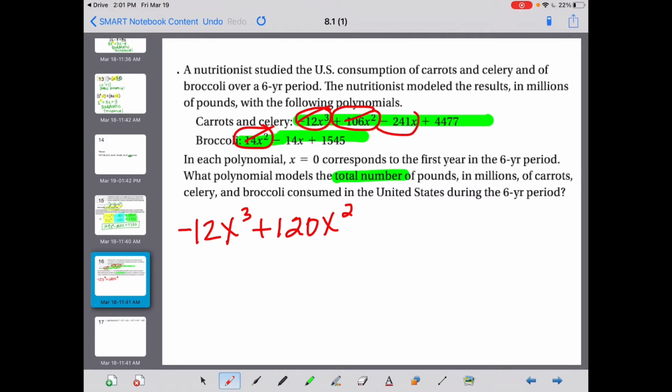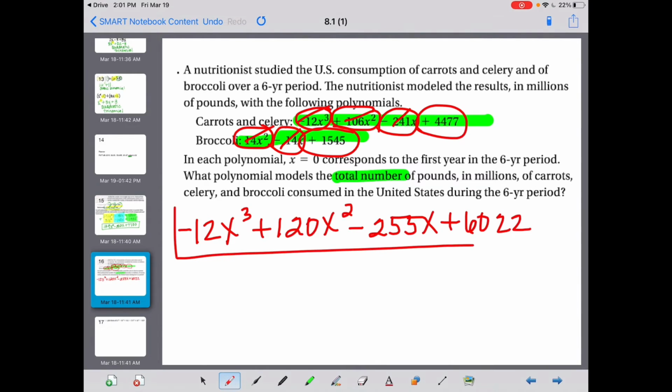Then I have negative 241x and another negative 14x. Combined would be negative 255x. And then last but not least, I have 1545 plus 4477, which gives me a positive 6022. That's your final answer in polynomial form.